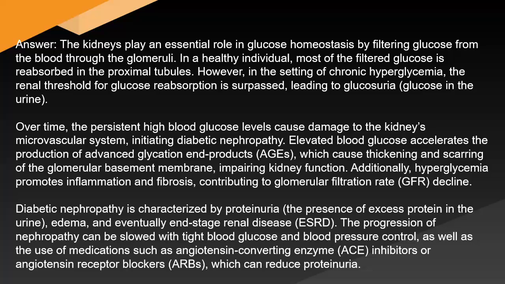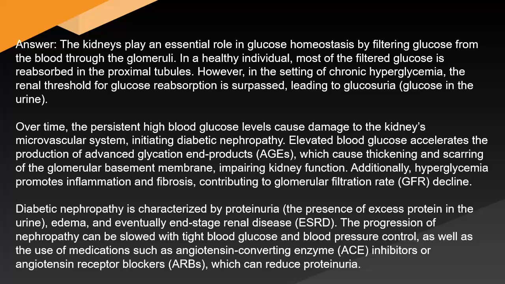the urine. Over time, the persistent high blood glucose levels cause damage to the kidney's microvascular system, initiating diabetic nephropathy. Elevated blood glucose accelerates the production of advanced glycation end products, AGEs, which cause thickening and scarring of the glomerular basement membrane, impairing kidney function.